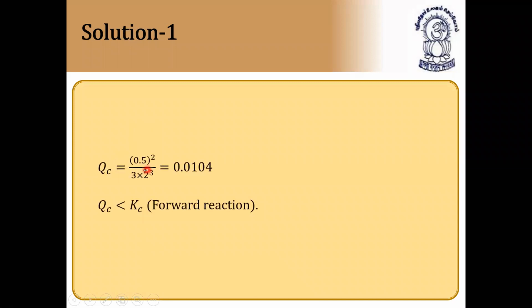See, Qc is equal to, as I told you, 0.5 whole square by 3 into 2 cube, and it is equal to 0.0104. Since Qc is equal to 0.0104, it is less than Kc, because the Kc value is 0.061. So Kc is greater than Qc, so Qc is less than Kc, so the reaction is a forward reaction, that is, nitrogen combines with hydrogen to form ammonia. It is proceeding towards formation of ammonia.